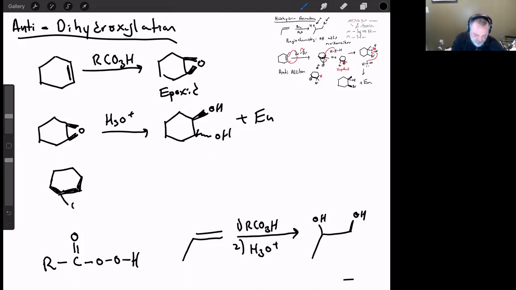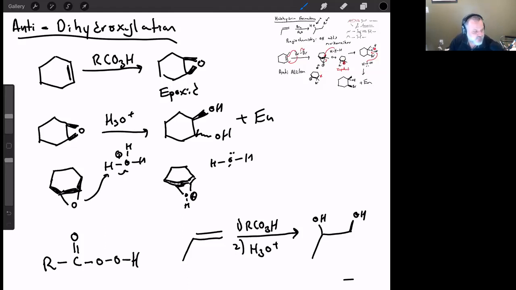And again, this is another example of a cyclic intermediate determining the outcome of the reaction. You have the epoxide pointing on one side of the ring. In this case, I'm showing it pointing down. When you have the acid come along, it protonates the epoxide. It forms a cation, and now water comes along and attacks.